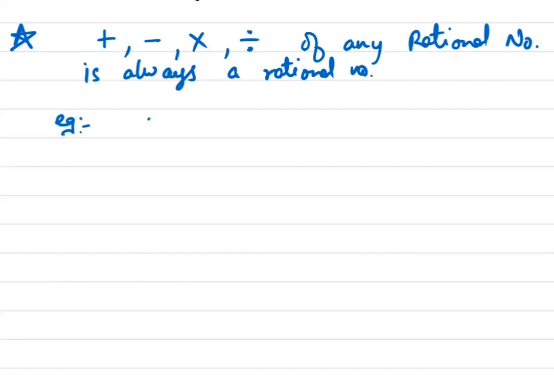Let's discuss a few examples. Let's say we have 2 plus 3. Both are rational numbers, isn't it? So we get 5, and 5 can be written as 5 over 1. Similarly, 2 into 3 is 6, a rational number, and then 6 divided by 2 is 3, right? All these are rational numbers. So all the arithmetic operations, plus, minus, multiplication, division, of rational numbers will always give us a rational number.